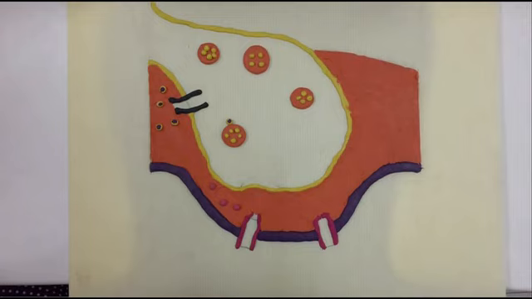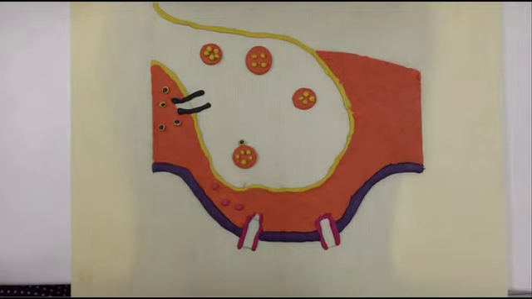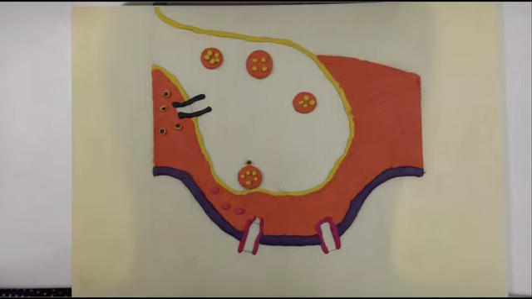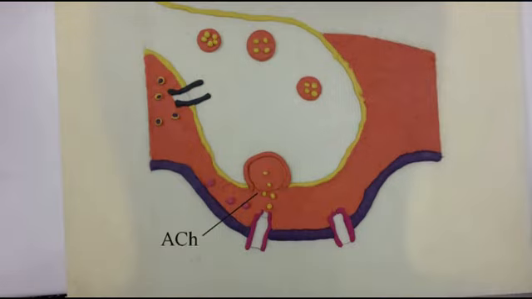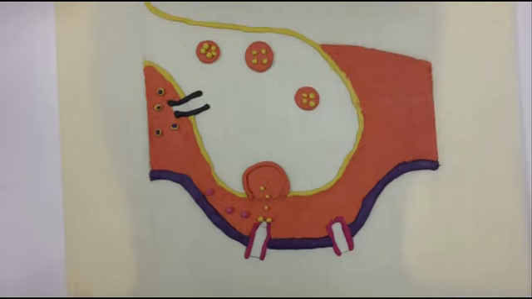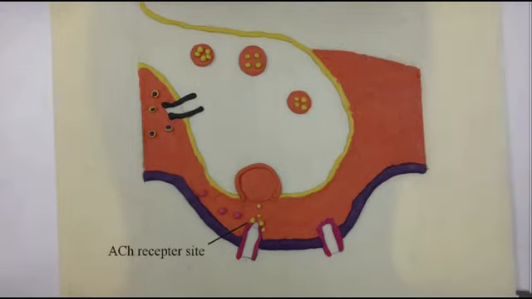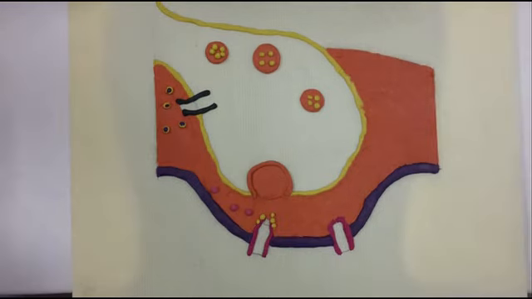Acetylcholine diffuses across the synaptic cleft and binds to ligand-gated sodium channels on the postsynaptic membrane. Ligand-gated Na+ channels open and Na+ enters the postsynaptic cell, causing the postsynaptic membrane to depolarize. If depolarization passes threshold, an action potential is generated along the postsynaptic membrane. Acetylcholine unbinds from the ligand-gated sodium channels, which then close.